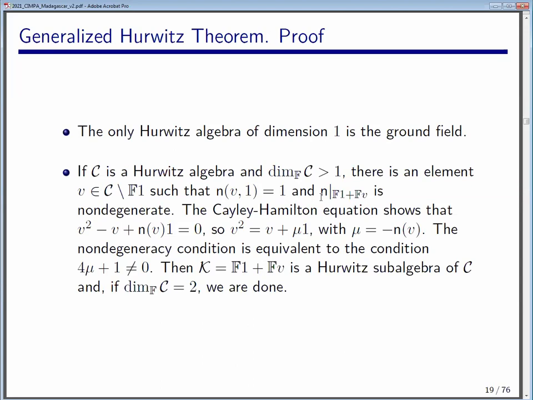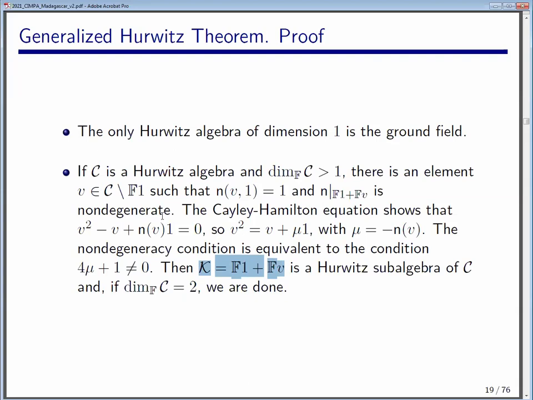An exercise. And then, well, the Cayley-Hamilton equation tells us how this V multiplies by itself. V squared equals minus the trace of V, which is 1, plus the norm. So if the norm is minus mu, then we know that V squared equals V plus mu times 1. So we have this subalgebra. We denote this subalgebra by K. And because the polar form of the norm is non-degenerate here, this is a Hurwitz subalgebra of C. So if the dimension is 2, that's it.